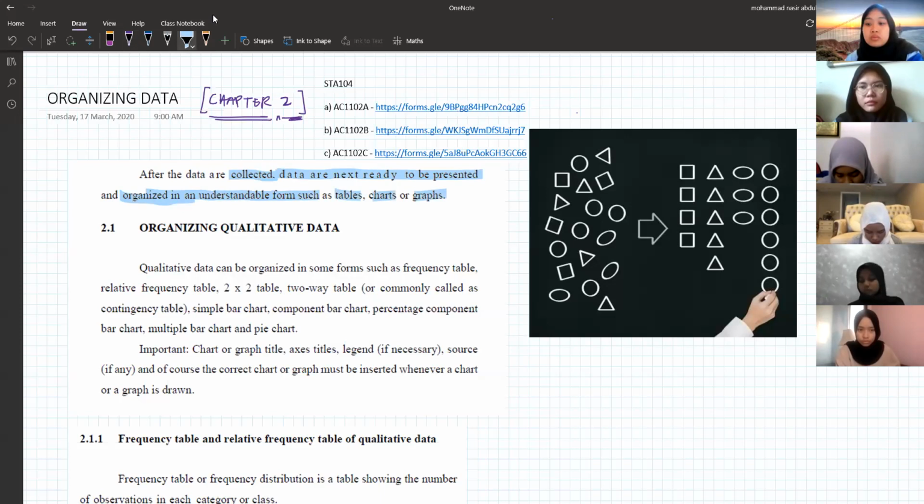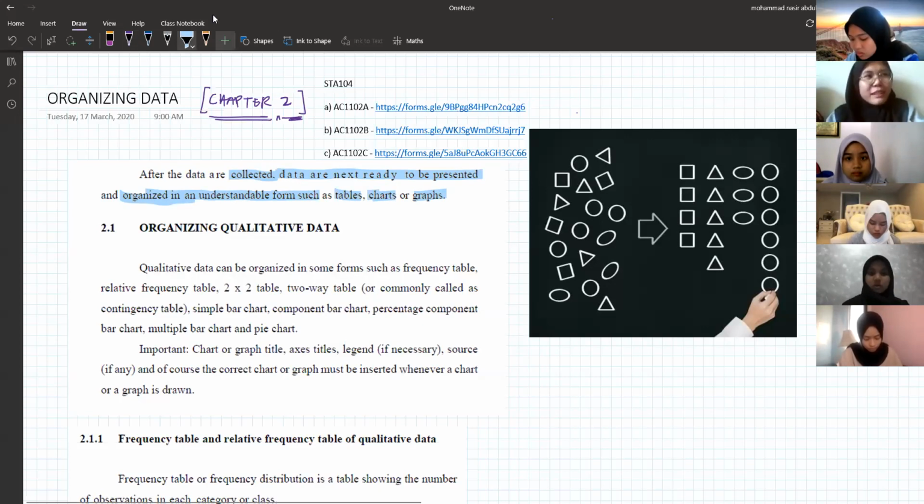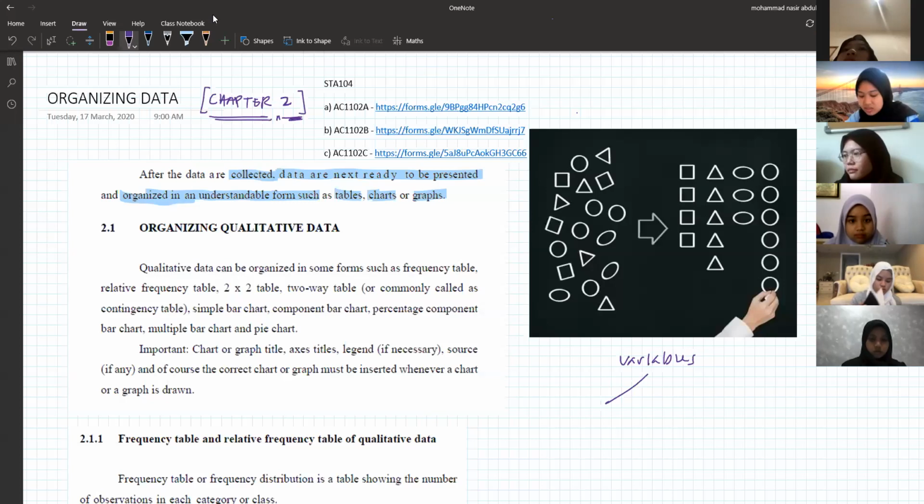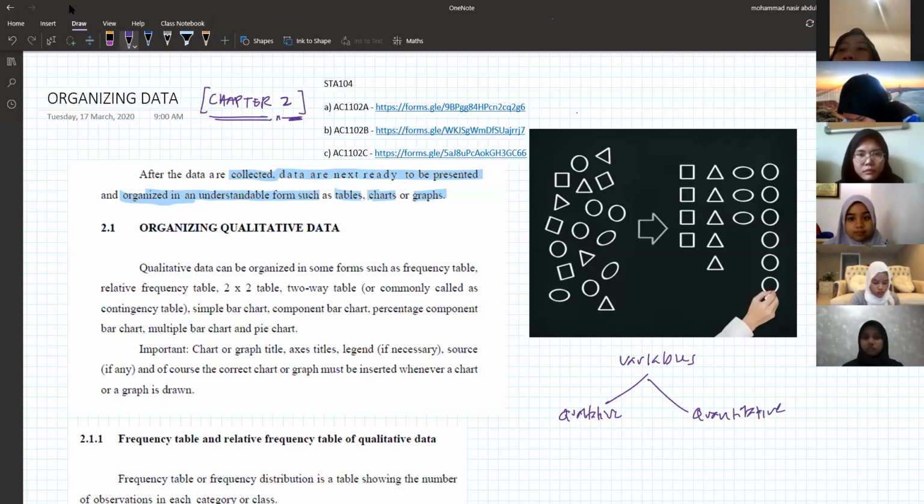So in this topic, we're going to learn how to construct a table, how to construct or develop a chart or graph, right? So as we know in the last topic, we have learned that variable can be divided into two types. First is qualitative variable. Another one is quantitative variable, right? So we're going to look at how to organize qualitative variable and quantitative variable as well, right? So first, let's start with a qualitative variable.